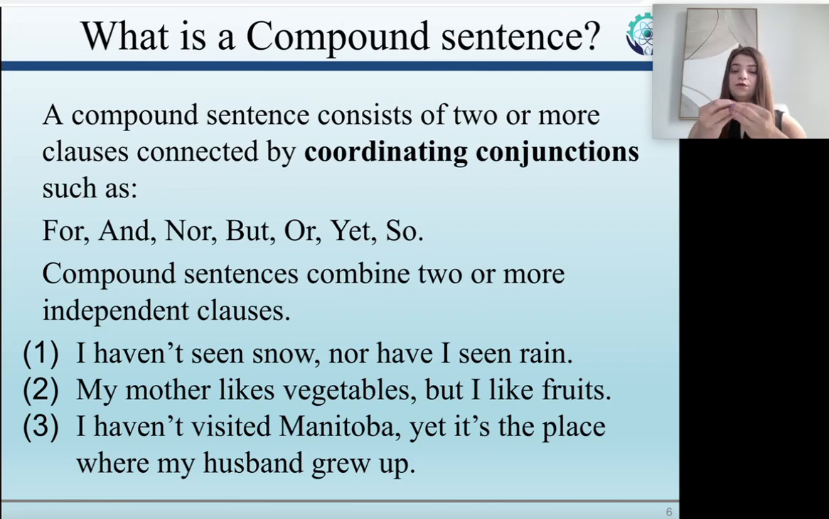Number 3 says, I haven't visited Manitoba, yet it's the place where my husband grew up. So again, if we remove the yet, and we just look at the two sentences, I haven't visited Manitoba, full sentence. It's the place where my husband grew up, full sentence, right? So if we remove the coordinating conjunction, then we have two full simple sentences.